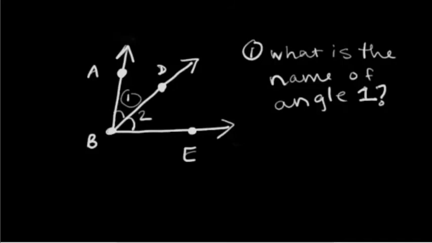So if you answered that angle 1 is named angle ABD, then you're absolutely correct. We find a point on one ray and then we go to the middle point, that's B. So we start at A and then we go down to B and then we end on a point on the second ray and that's D. So we have angle ABD.